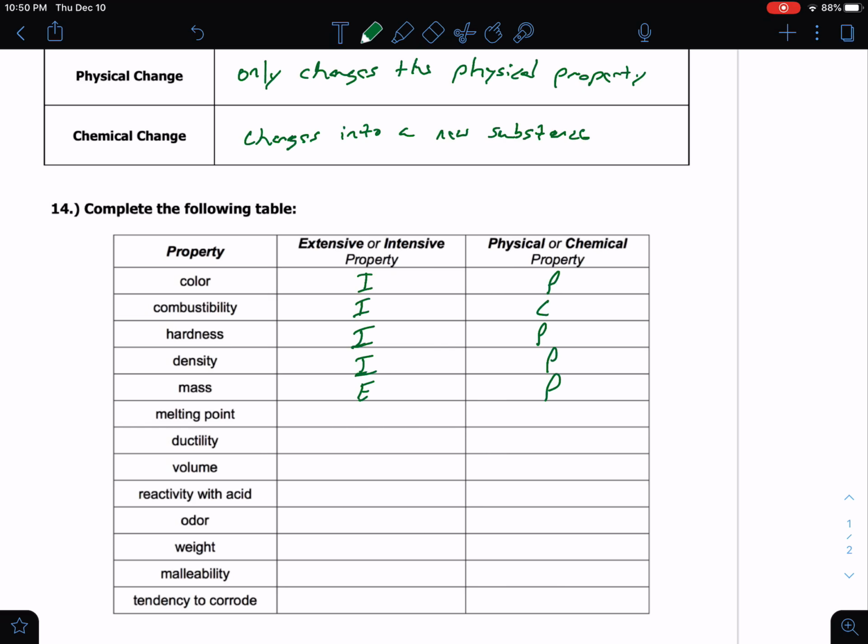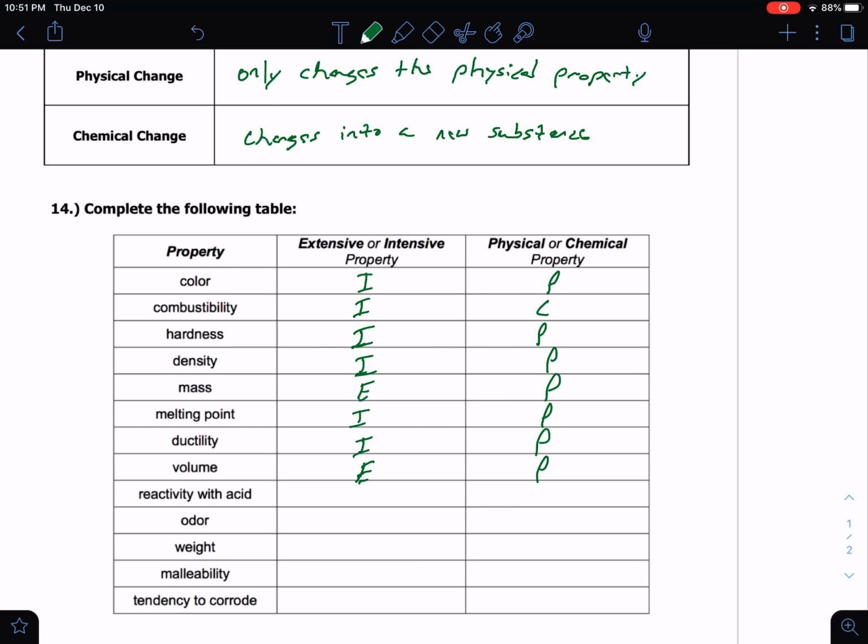Melting point. Things are going to have certain melting points, so that is going to be an intensive property. Doesn't matter how much there is. And this is going to be physical, because just melting something doesn't mean we're actually changing it. If we were burning it, that would be different. Ductility is the ability to basically draw into wires for electricity, things like that. This is going to be an intensive property, and a physical property. Volume, we do care about how much there is, so this is going to be extensive. And volume is a physical property because we're not actually changing anything.